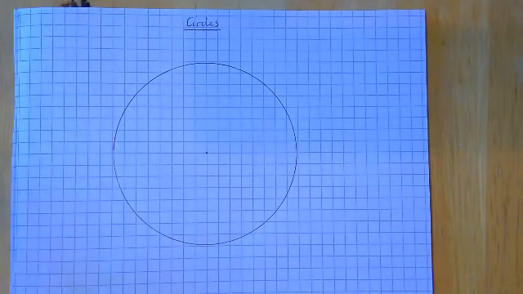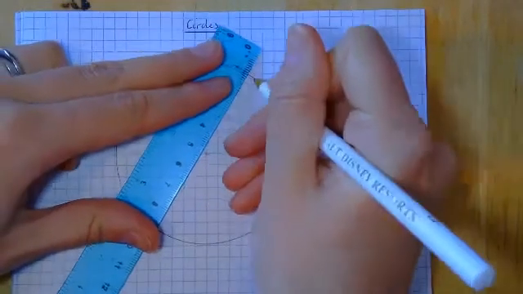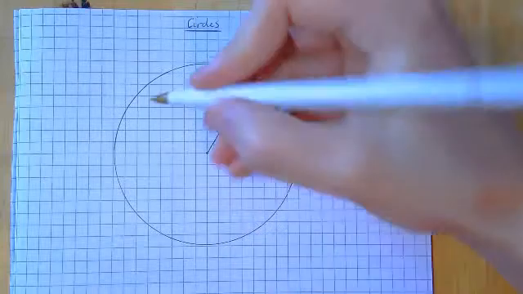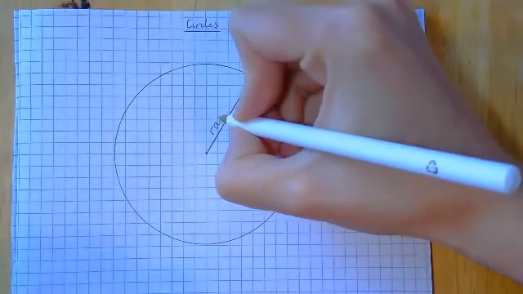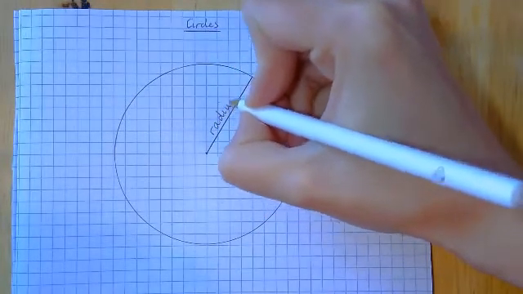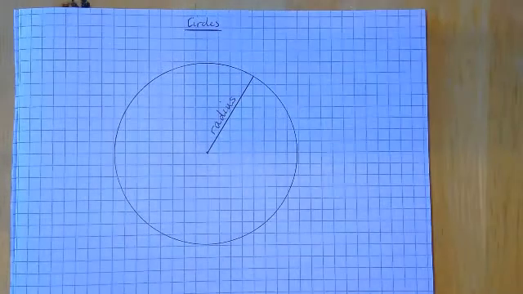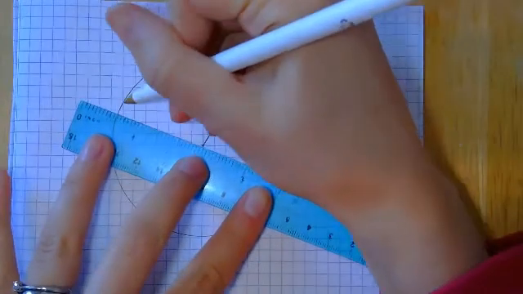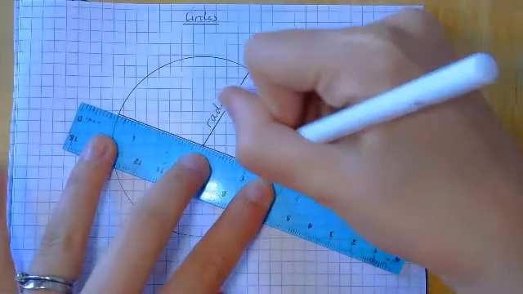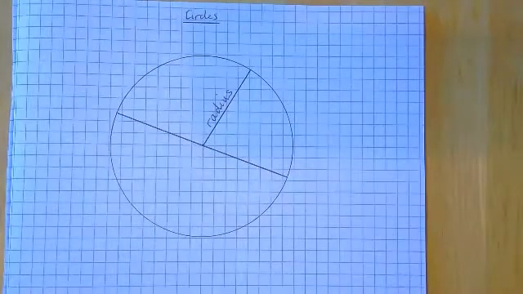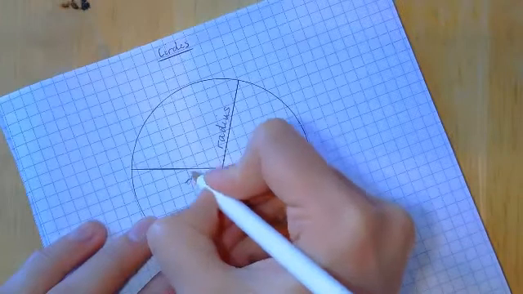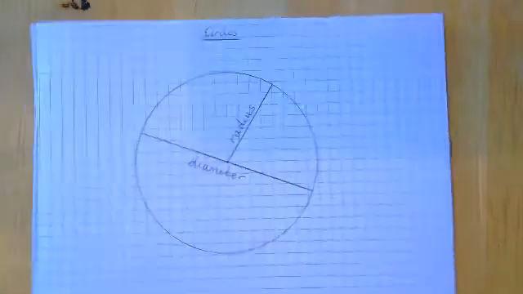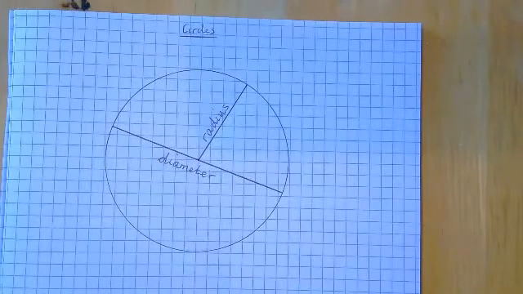There's a few words that we need to label. So, draw me a line from the centre of your circle to the edge of your circle, like that. That line is what we call the radius. And you need to know that. So here's the radius. And then we also need a diameter. Now a diameter goes all the way from one side to the other side of your circle through the centre. And that's what we call the diameter. So we've got the radius and we've got the diameter.